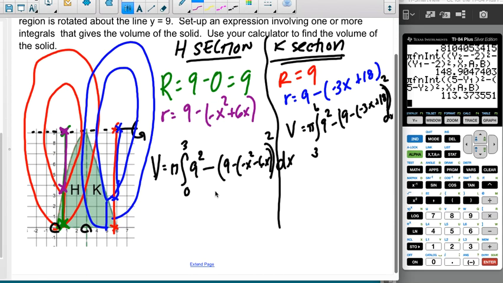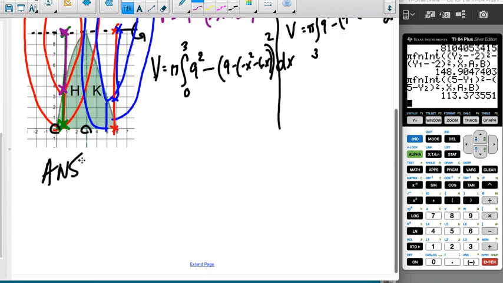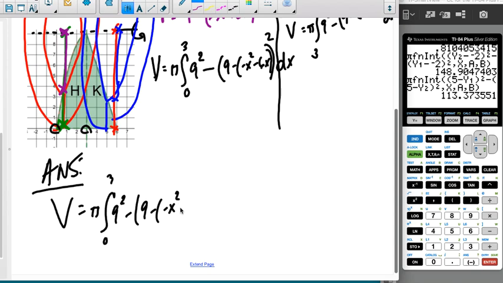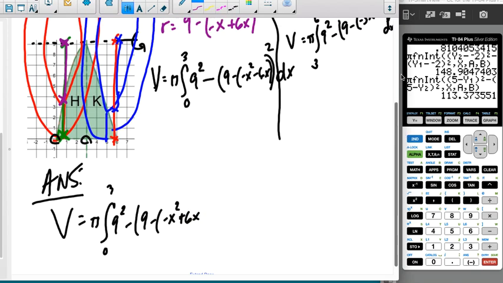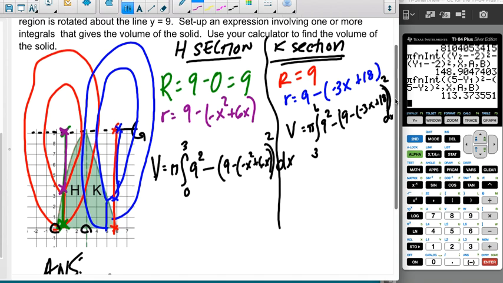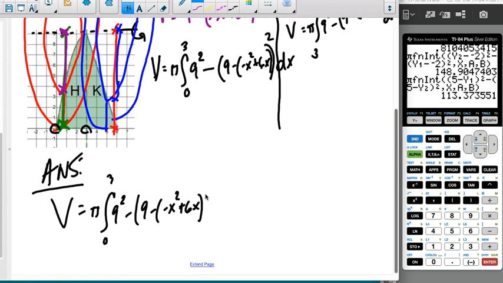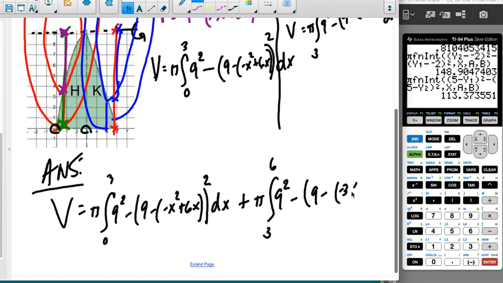So my final answer is going to be those two things together. So my answer is going to be that the total volume, because this was the h section, this was the k section, is going to be pi, the integral from 0 to 3, of 9 squared minus 9 minus negative x squared plus 6x. Is it plus or minus? I think I made it minus here by accident. That's a plus. It's a plus. So plus 6x, close the whole thing, square it, dx, plus pi times the integral from 3 to 6 of 9 squared minus 9 minus, in parentheses, negative 3x plus 18, close the parentheses, close it again, square it, dx. So two separate integrals, right?